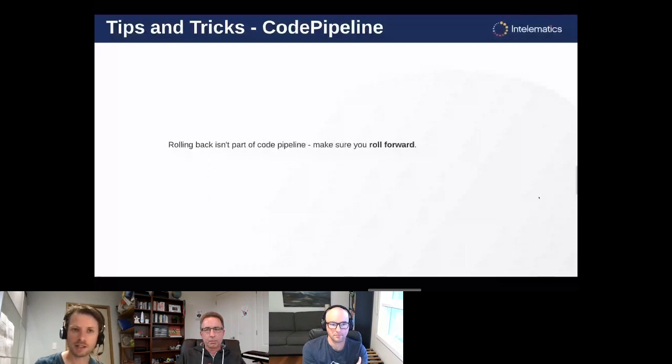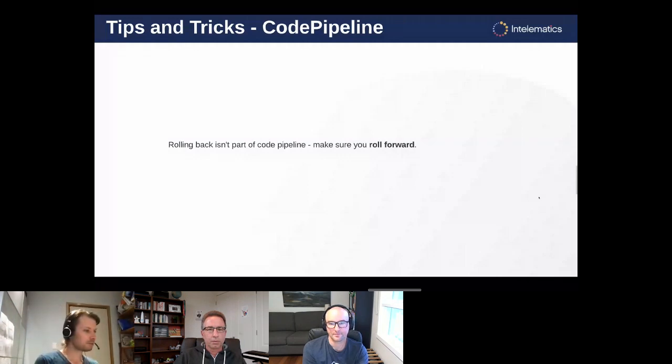One probably last thing: rolling back isn't really part of the code pipeline. There's no facility to roll back. You've really got to roll forward on any changes you make, which means that if you're going to try to roll back something, you need to do a revert commit. It's a bit of a difference in the way of thinking, but it really is probably a good thing because it allows you to show a full history of what's happened.